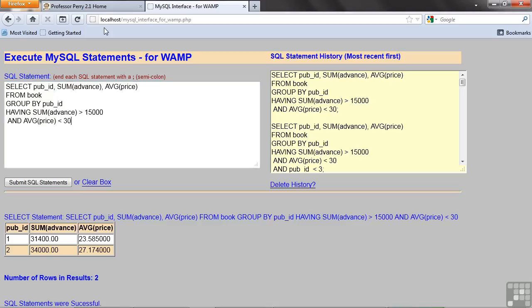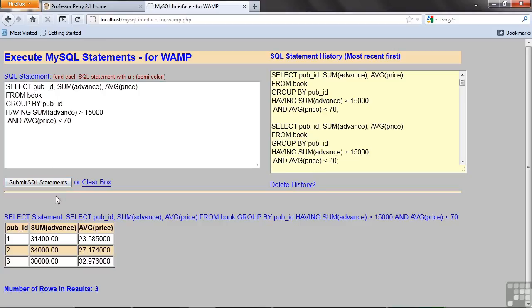Let's go ahead and change something and see if this changes the equation. I'll say price less than 70, and I'll run this. Okay, that was it. The average price, rather, less than 70. So the average price was 32. And before, when I was saying it had to be less than 30, this group never appeared because we eliminated it based on that criteria. So remember, a having is a where clause for a group. And that ends this presentation on the having clause that's used with the group by clause.